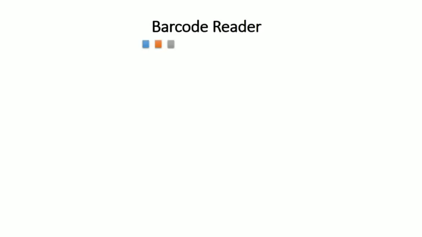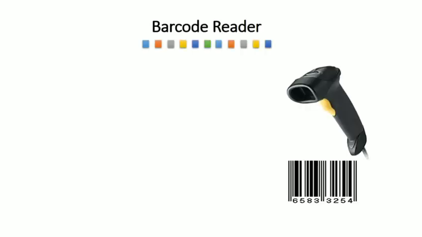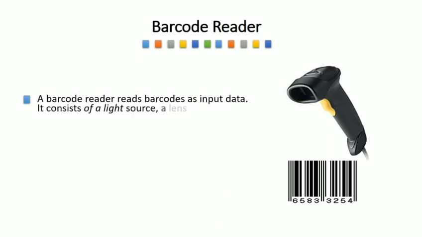Next one is the barcode reader. A barcode reader reads barcodes as input data. Here we have lines, standing lines. They are called barcodes, and this device is called a barcode reader.